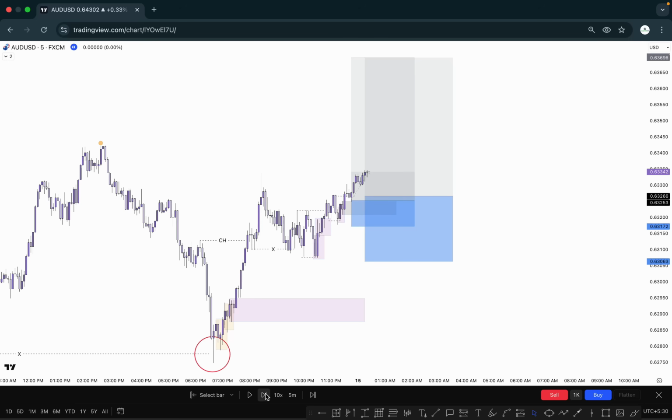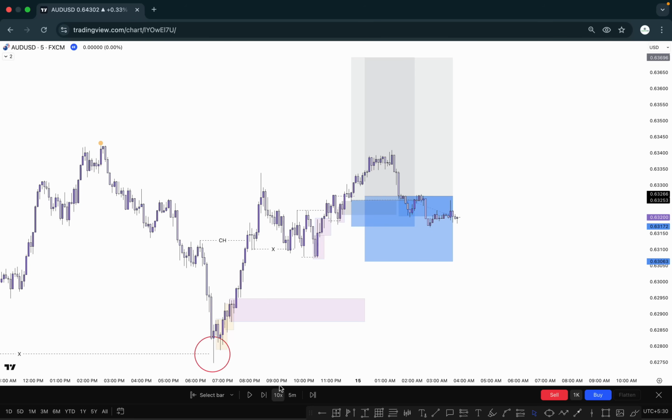Okay, and let's see what happens after this one and how price is reacting here. Okay, we can see clearly that price is trying to push higher, and after a certain point market starts pushing downside, and now we can see what is happening at this point.